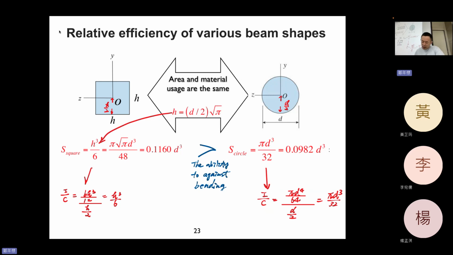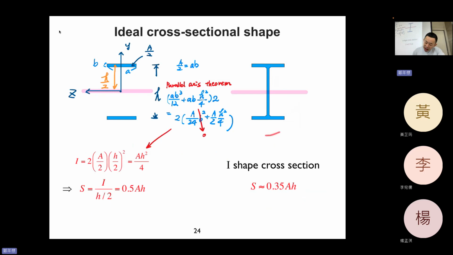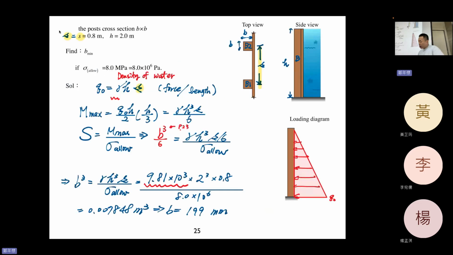And then we talk about the sectional moduli, and we know that the square is more efficient than the circle with the same area. And of course, the I shape will be the greatest one, the most efficient, most ideal one. And then we talk about the dam problem.